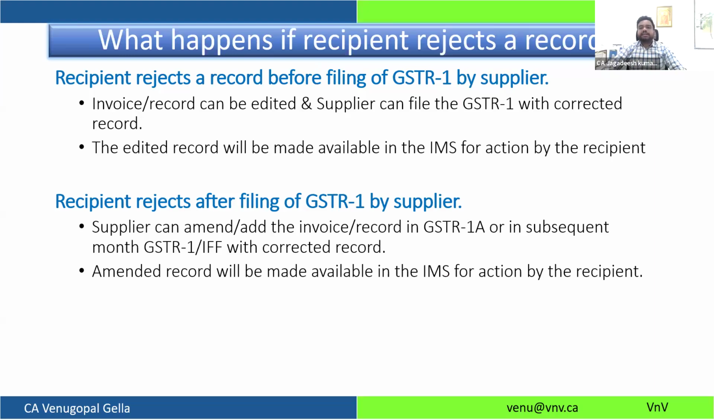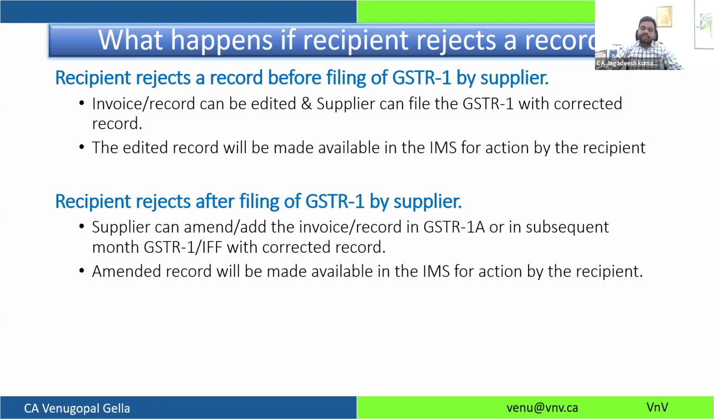What happens if the recipient rejects a record? I have issued one invoice, but my supplier has rejected it. What will happen now? If the recipient rejects the record before filing of GSTR-1, I can re-upload with the corrected amount. The data record will be made available in the IMS for action by the recipient. So before GSTR-1, I can re-upload the invoice, and that corrected invoice he can accept.